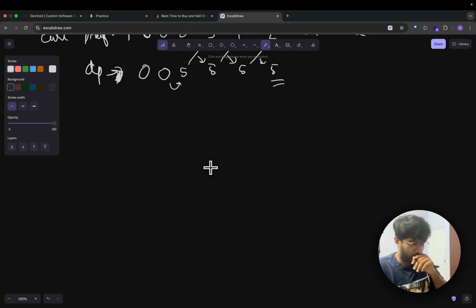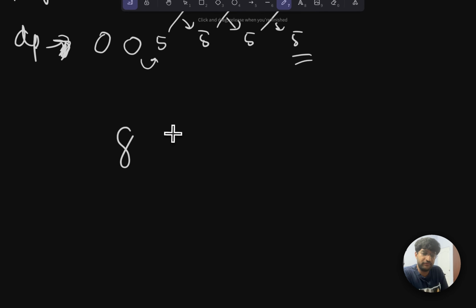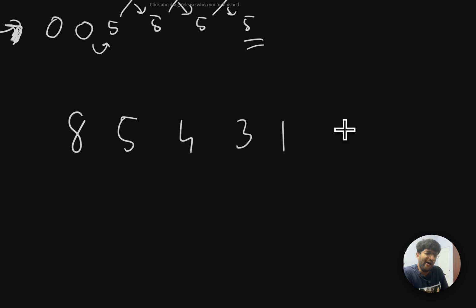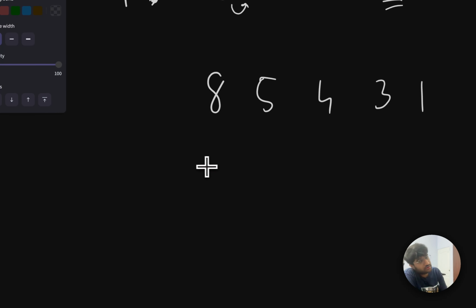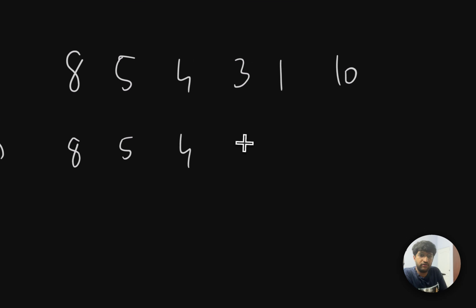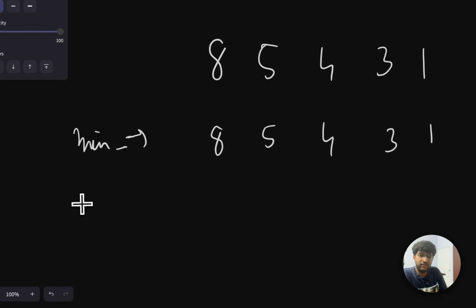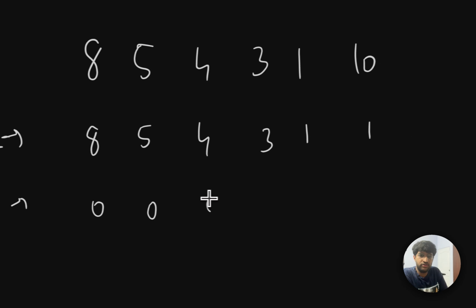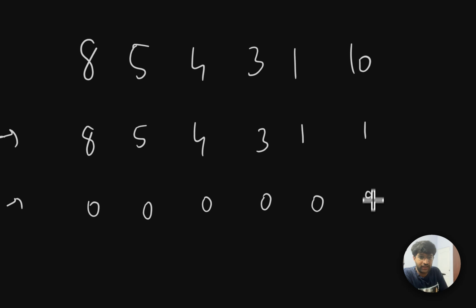Okay, let's take random values 8, 5, 4, 3, 1, 10. We'll find the minimum price array, the minimum price at every point. So here it is 8. Here it is 5, 4, 3, 1, 1. What's the profit at every point? It is 0, 0, 0, 0, 0, 9.